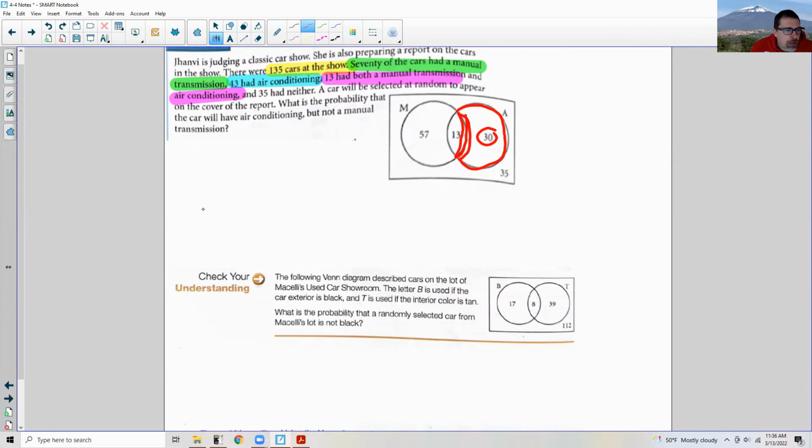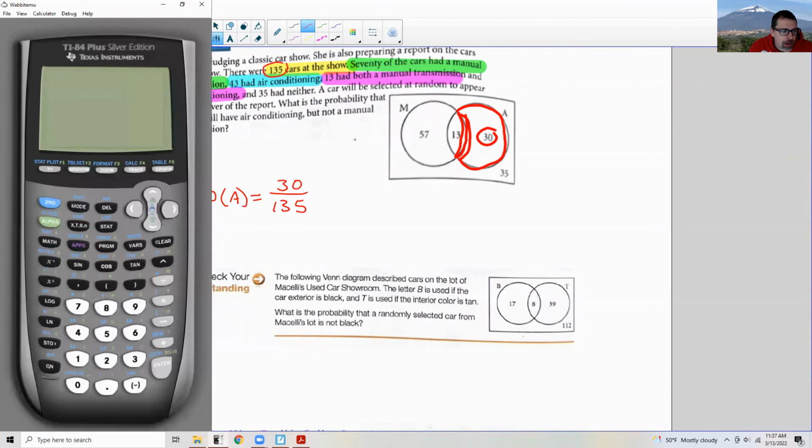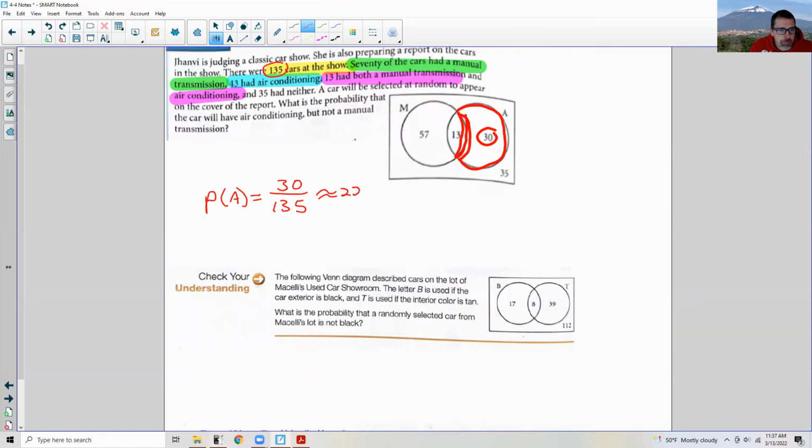So the probability of A equals the probability of air conditioning equals number of cars with air conditioning and no manual transmission, which was 30, divided by the total, which is 135. So the probability is 30 out of 135. Okay, so 30 divided by 135 is approximately 22%. All right.